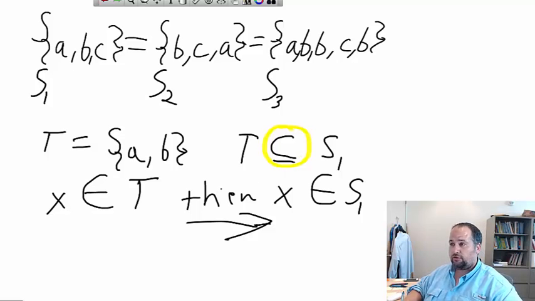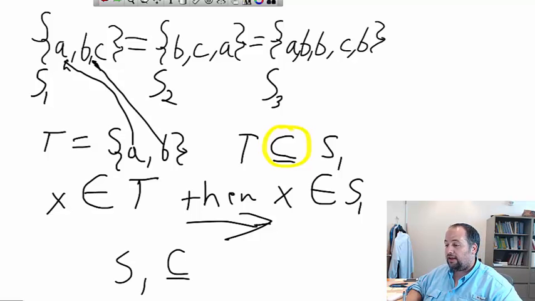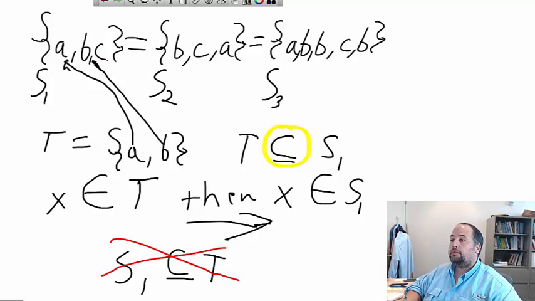Right? And it's true, right? We shouldn't have to draw this here, but A exists in S1 and B exists within S1. Now you could not say that S1 is a subset of T because C does not exist inside T. So the converse is not true. But T is a subset of S1.